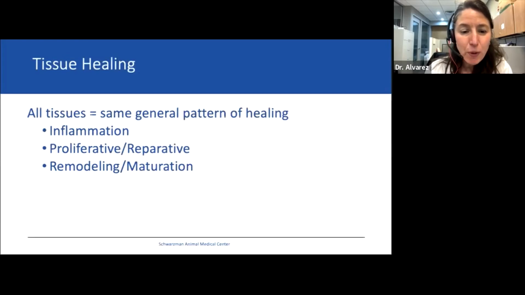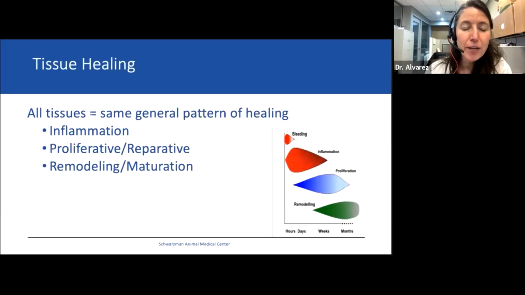Okay, beginning with tissue healing. We know that all tissues follow the same general pattern of healing, and that is inflammation, proliferative or reparative phase, and remodeling or maturation. So essentially, when an injury happens, first, there's bleeding, and that's essential because that brings healing cells to the area. And then almost immediately at the same time, we begin the inflammatory phase. A lot of us think of that as lasting maybe 24 to 48 hours, but it can certainly be longer. Sometimes it can be shorter.